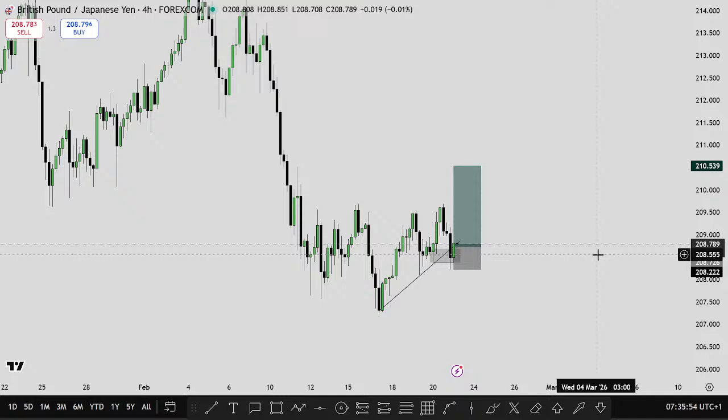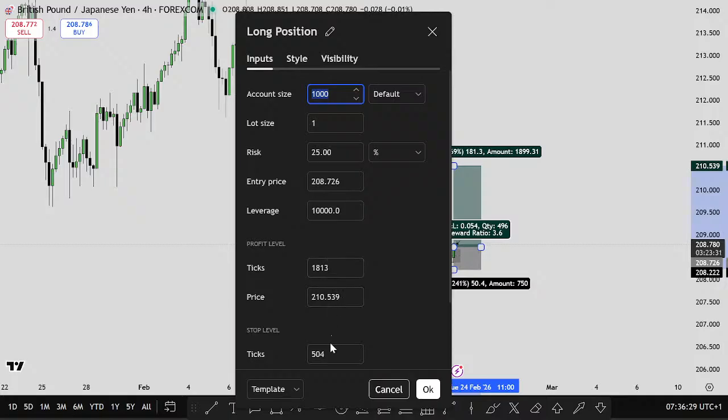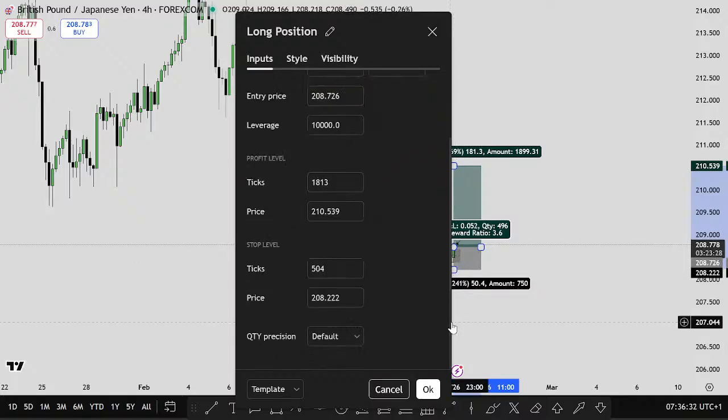Okay, let's see what's going on. So buy, stop loss, take profit. Stop loss is 208.222. Take profit is 210.539. Okay, adjust the stop loss up a bit to 208.196 because of spread.